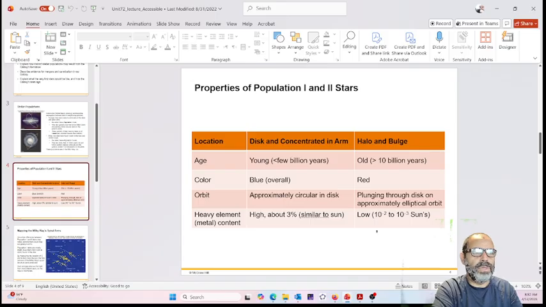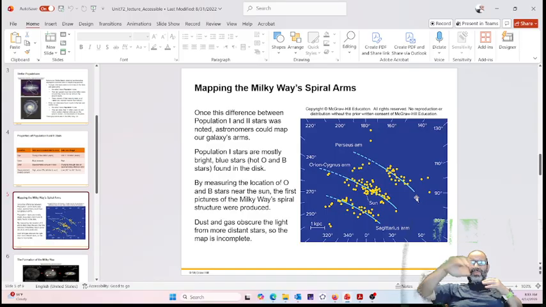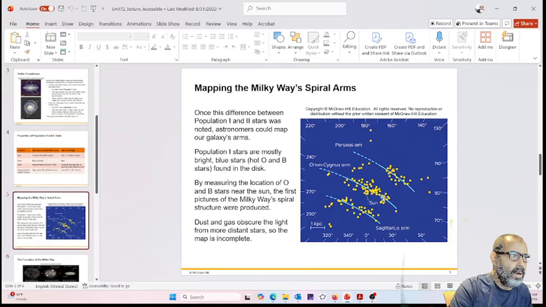Population 2 stars are very low in that, about 10 to the negative 2 or 10 to the negative 3 suns, extremely small compared to the sun, okay? Now, when they arranged them, they saw that population 1 stars are mainly in the arms. In this case, I'm looking at the Sagittarius arm, Cygnus arm, Perseus arm. Those are some of the nearby arms where the O, A, and B stars are located. But the further away arms are very hard to see because of the galactic clouds. So there's ongoing work, but that's basically how population 1 stars are.